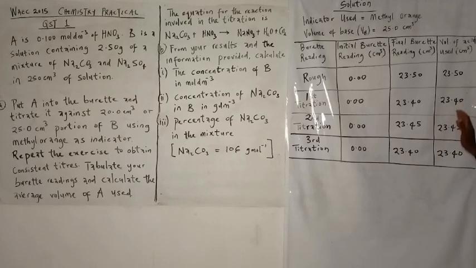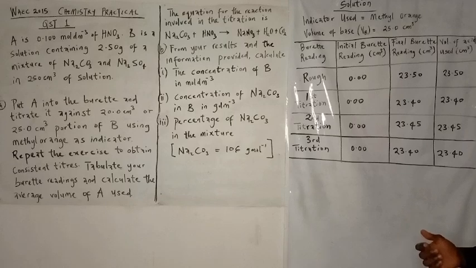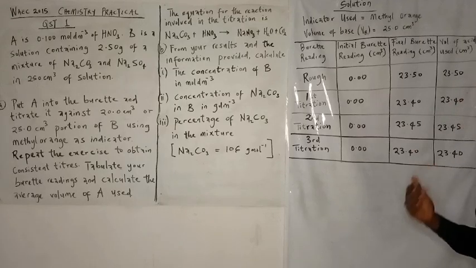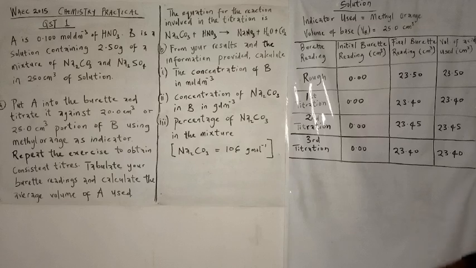The volume of acid used in each case is obtained by subtracting the initial burette reading from the final burette reading. So final minus initial will give you this. So that's how the volume of acid was obtained from the table. And then the next thing to take note of is to get the average volume of acid used. And please, in trying to find the average volume of acid used, the volume of acid used in the rough titration is not to be used. The ones to be used are the first, the second, and the third.